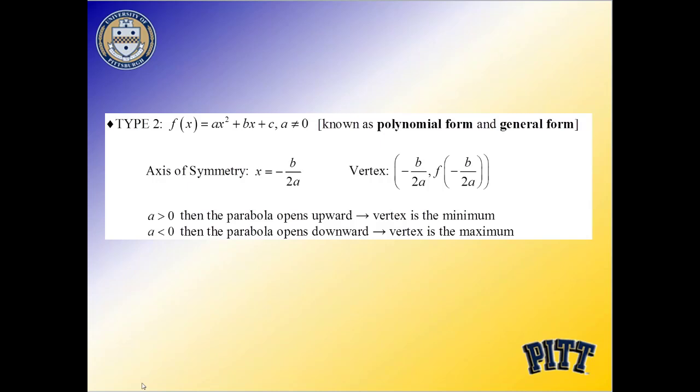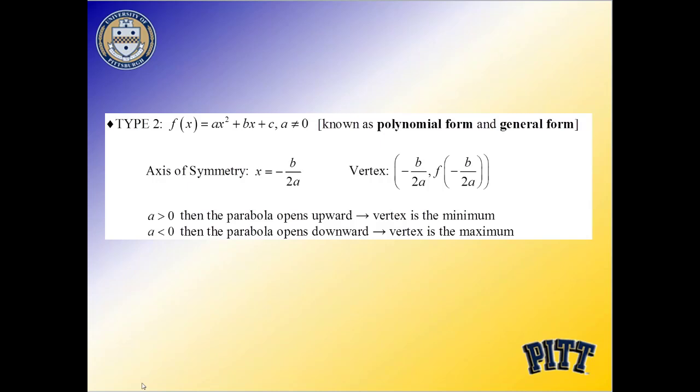Even in this format, I'm able to find pieces of information that are going to help me draw the graph. For instance, just like the previous one, I'm skipping down a couple lines first. Here the value of a is the number in front of the x squared. That number, if it's positive, means it's going to open up, and the vertex will be a minimum. If a is negative, it's going to open down, and the vertex will be a maximum.